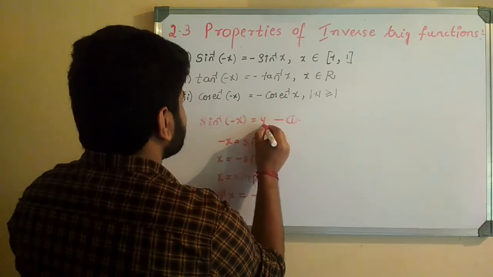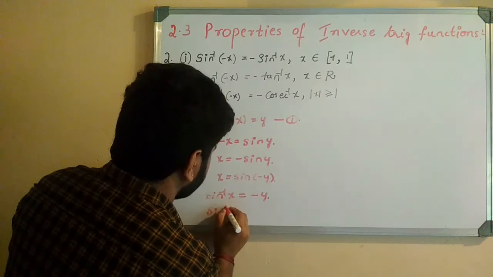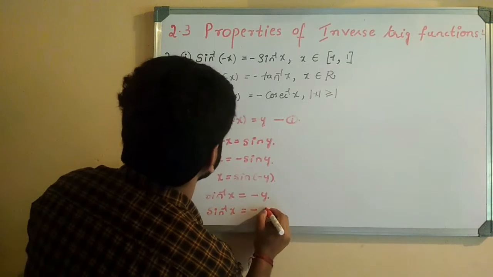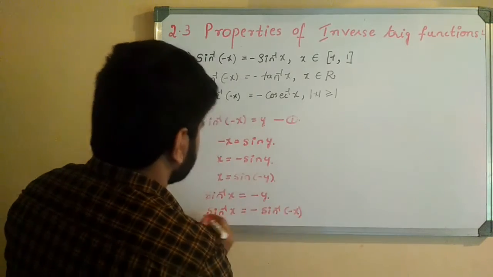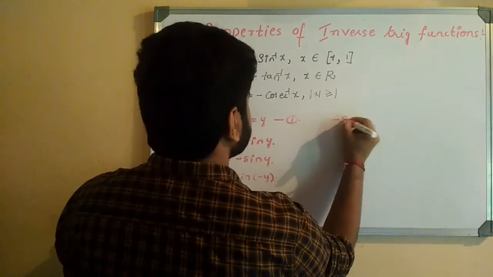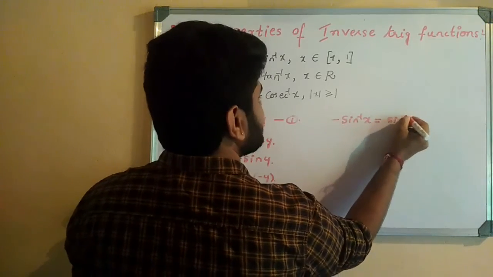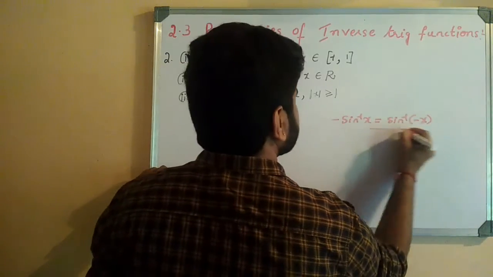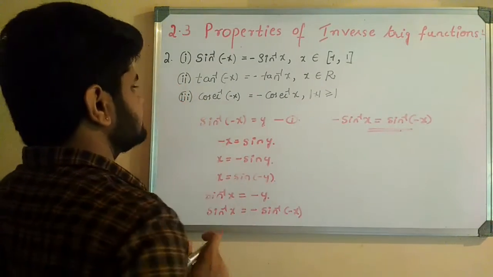From 1, y is equal to sin inverse of minus x. Therefore, sin inverse of x is equal to minus sin inverse of minus x. So, minus sin inverse x is equal to sin inverse of minus x. Similarly for the second one and the third one.